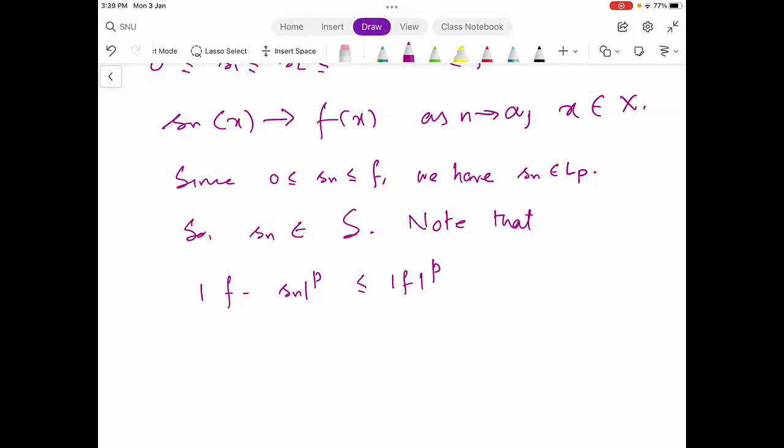Think about this last line a little. Mod f minus Sn to the power p is less than or equal to mod f to the power p. Why? I leave that as an exercise. Go back to the definition of Sn and see f minus Sn. How big can this be? It's really very small. That's why. So by DCT, because mod f to the power p is integrable, f minus Sn is a sequence dominated by an integrable function, and f minus Sn goes to 0 pointwise. So I've approximated f by Sn.